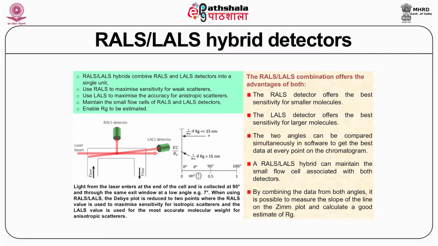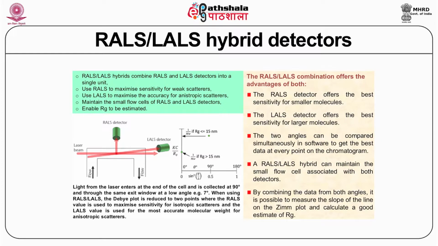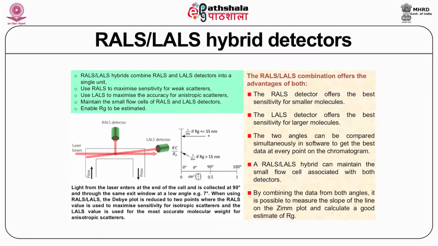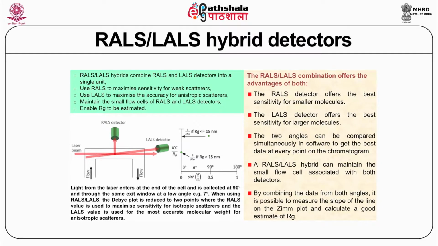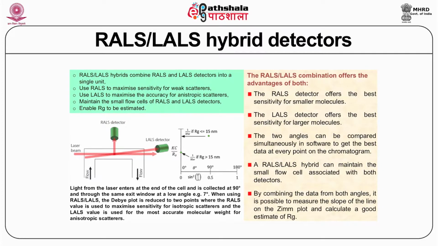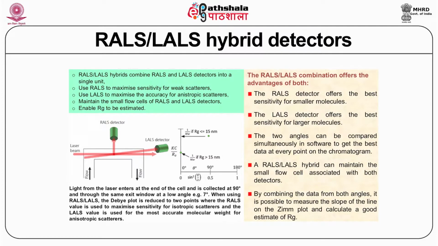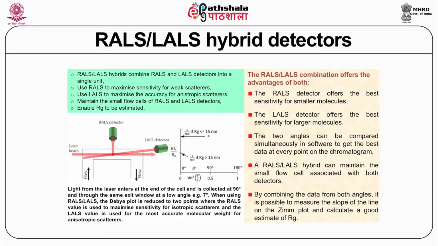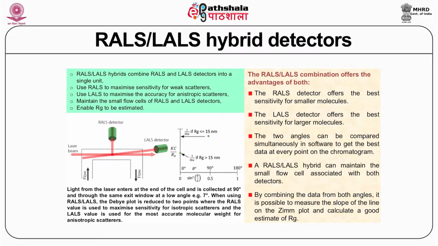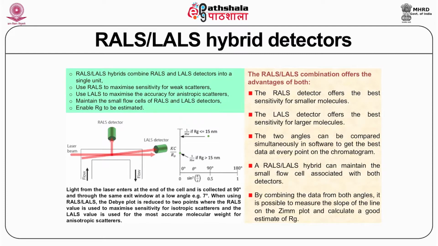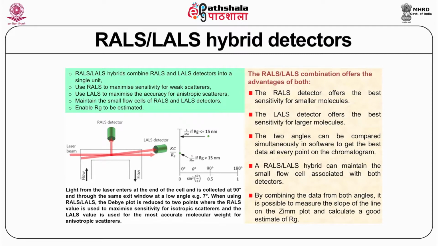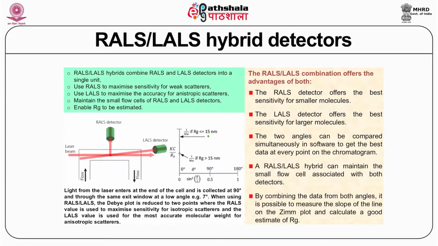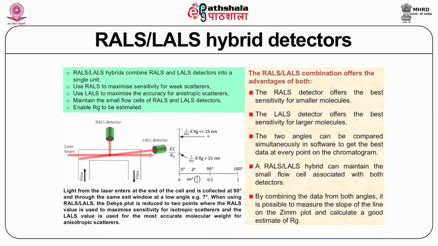Light from the laser enters at the end of the cell and is collected at 90 degrees and through the same exit window at the low angle, for example 7 degrees. When using RALS LALS, the Debye plot is reduced to 2 points, where the RALS value is used to maximize sensitivity for isotropic scatterers and the LALS value is used for the most accurate molecular weight for anisotropic scatterers.